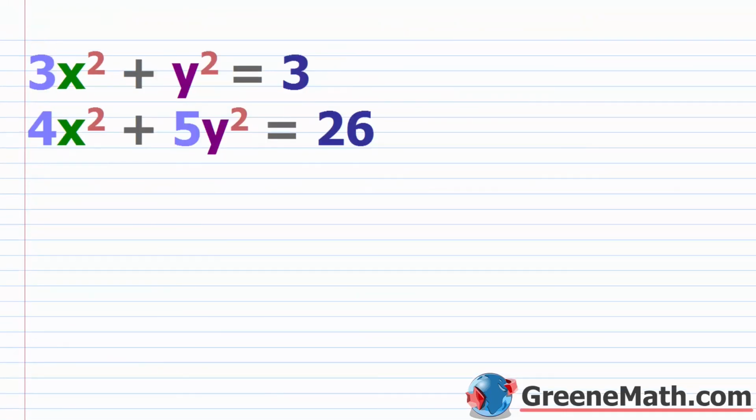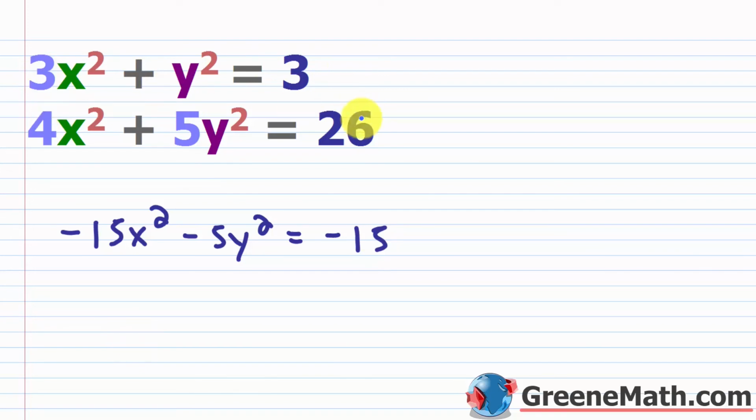All right, the next type of example is one that is best solved using elimination. So we have 3x squared plus y squared equals 3, and 4x squared plus 5y squared equals 26. All right, so what I'm going to do is eliminate the y variable. It's pretty easy to do because I can just multiply equation 1 by negative 5. So I would have what? Negative 15x squared minus 5y squared equals negative 15. Again, I just multiplied everything there by negative 5.